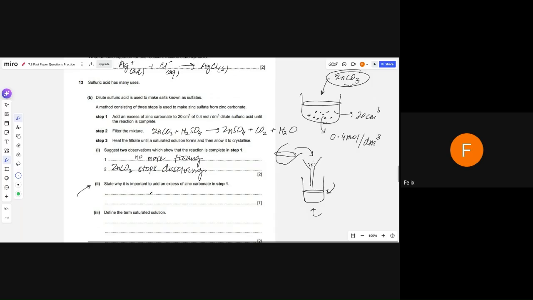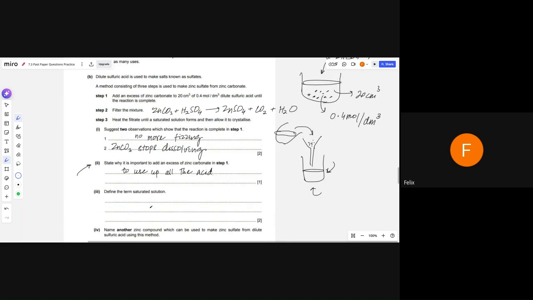So the answer will be to use up all the acid. Okay, so the next question is: define the term saturated solution.